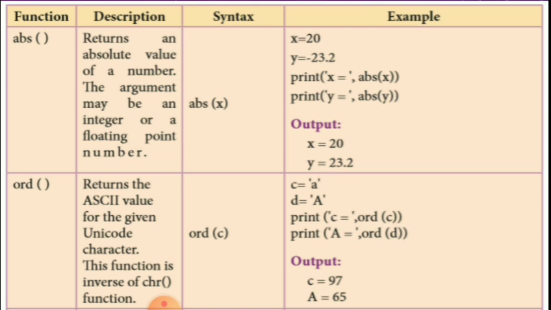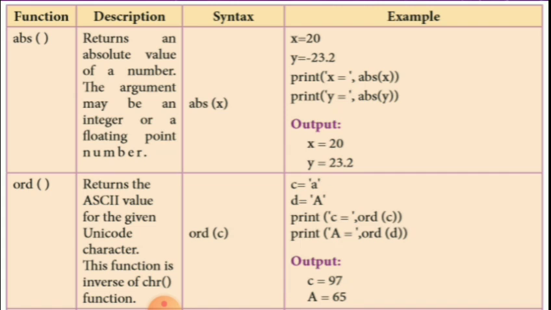First we see the absolute function. It returns the absolute value of a number. The argument may be an integer or floating value. It won't consider the sign. Whatever value we give, it just prints the absolute value. In the example you can notice that x is equal to 20, y is equal to minus 23.2. What we got in the output: x is equal to 20, then y is directly 23.2. It avoids the sign.